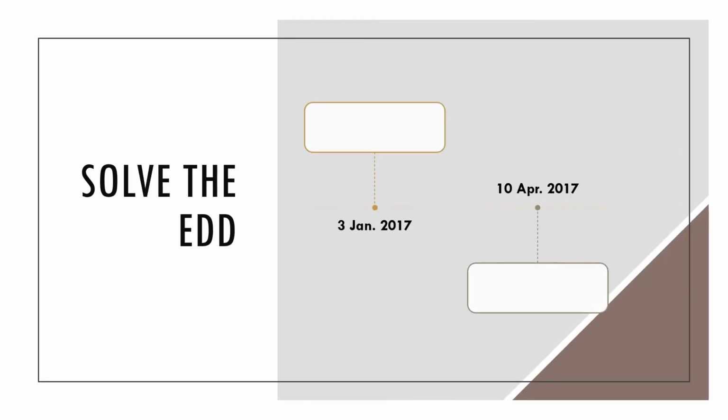Now try to do this on your own. Try to solve the expected date of delivery if the first day of the last menstrual period is January 3, 2017. And for the second problem, if it's April 10, 2017, what is the estimated date of delivery?